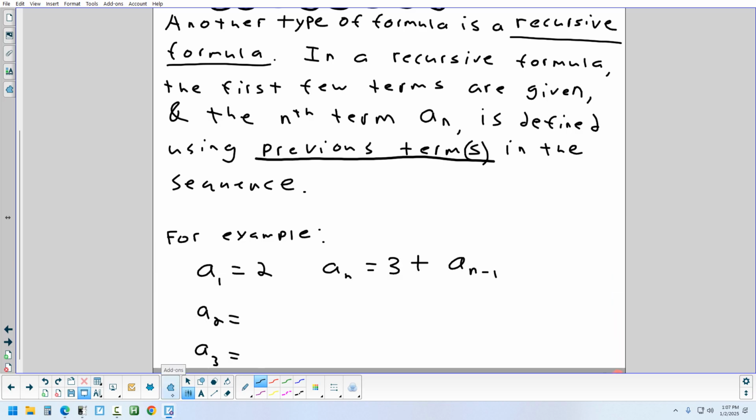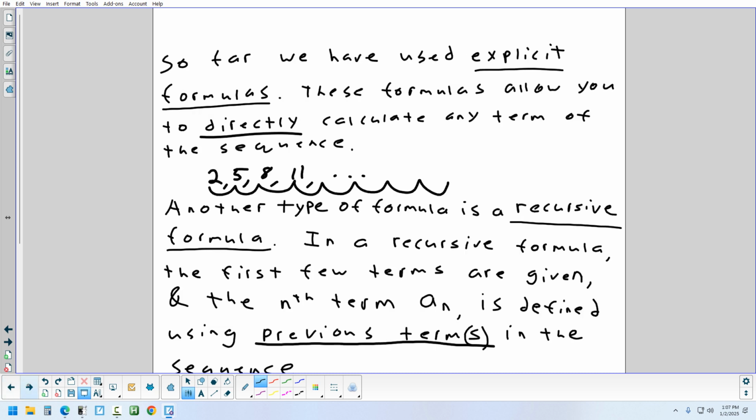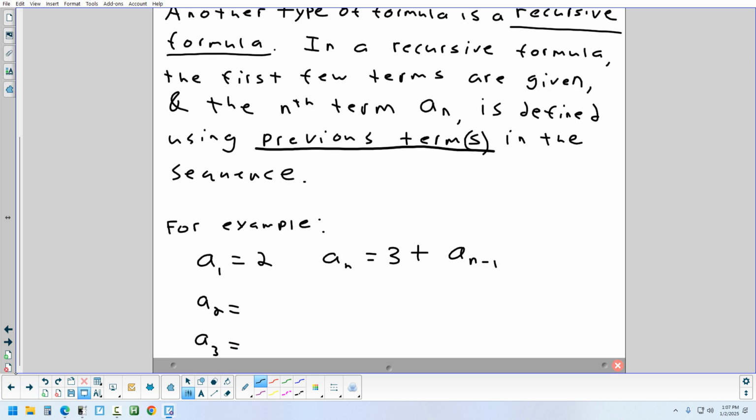So let's try doing a recursive formula. And they want us to list the first few terms. Okay. What is the first term in this sequence? 2. How do you know that? Because it says it is. Because it's given. In a recursive formula, I have to give you the first one. I can't just give you something like this and say, find the first one. Recursive, I have to start you with the number. So I started you off with 2.